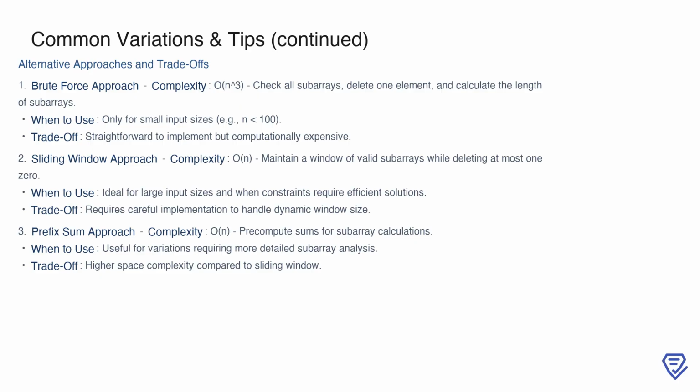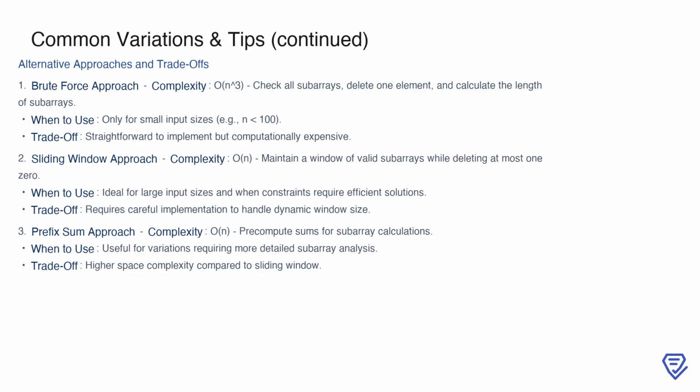The sliding window approach, on the other hand, is far more efficient with a complexity of n. By maintaining a dynamic window of valid subarrays and allowing the deletion of at most one zero, this method is ideal for large inputs but requires careful attention to managing the window size dynamically.